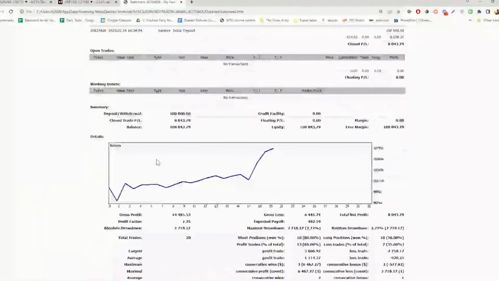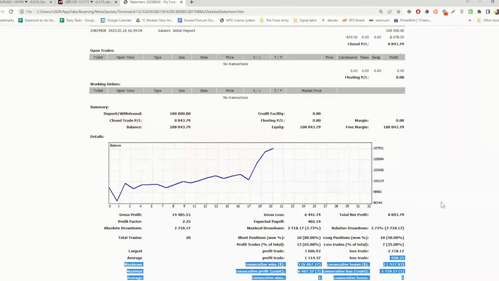There you go. It's a good amount of trades that you see over here. You got about 8% profit with a 2.7% drawdown, an 80% win rate for short positions and a 50% win rate for long positions. Most of our trades were profitable, a nice 65% hit rate. Pretty good risk reward, too: average profit is 1147, average loss is 920. So I managed to make pretty decent money with this setup.